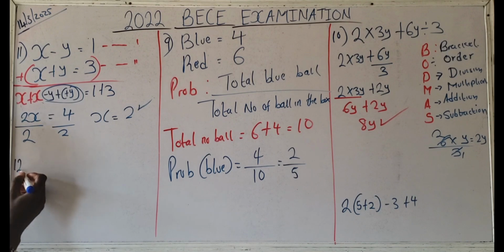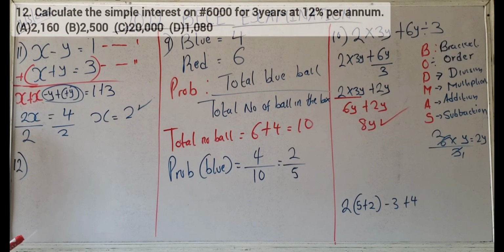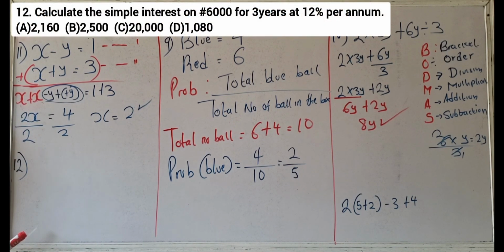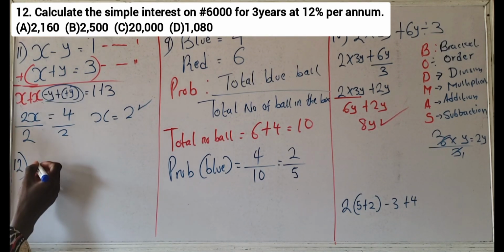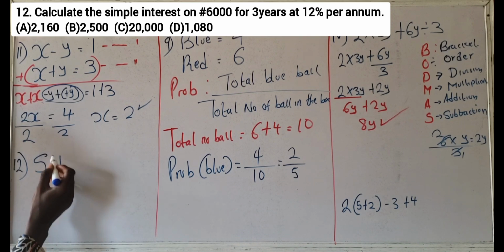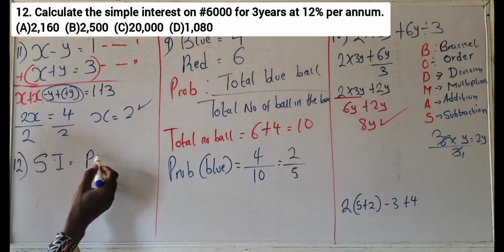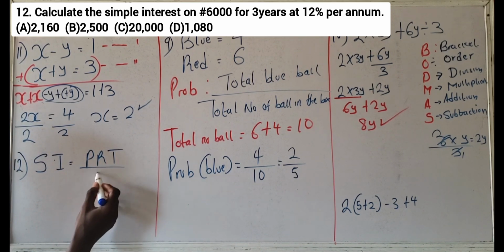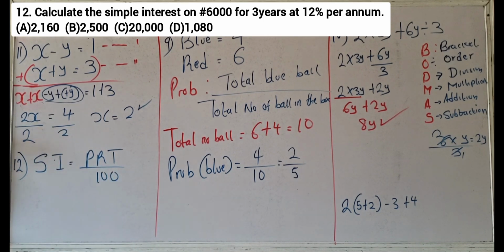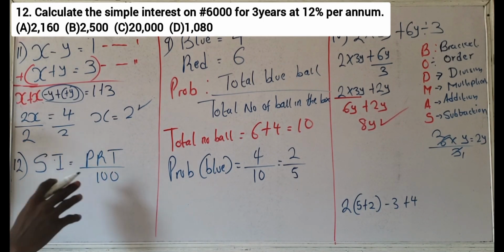Now let's proceed to question number 12. We are asked to calculate the simple interest on 6,000 naira for 3 years at 12% per annum. Now don't forget that simple interest is equal to PRT all over 100, where P is the principal, R is the rate, and T is the time.